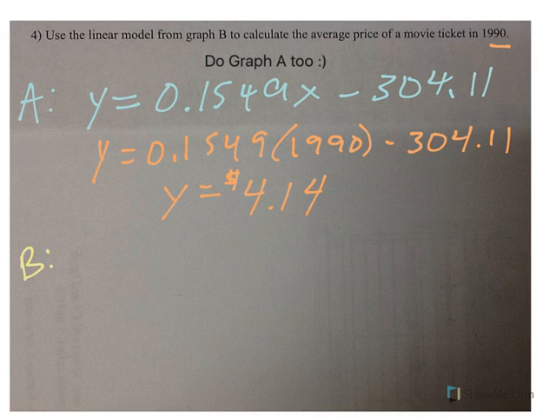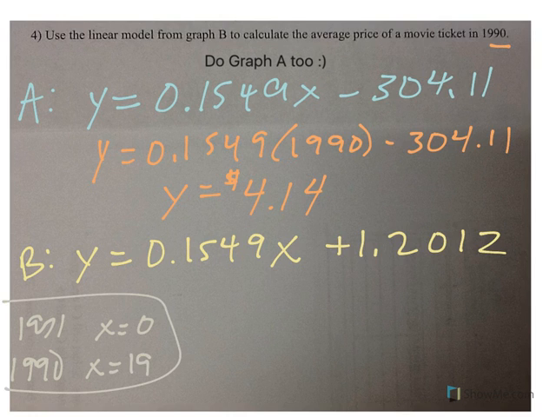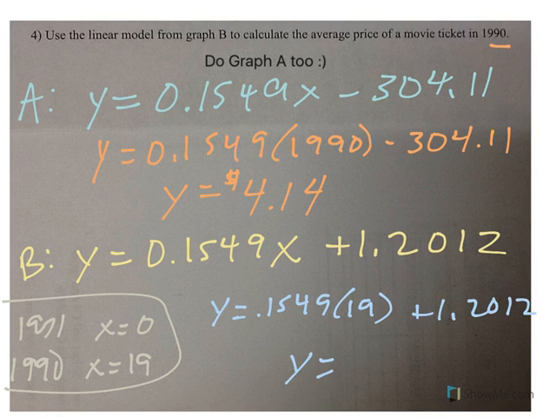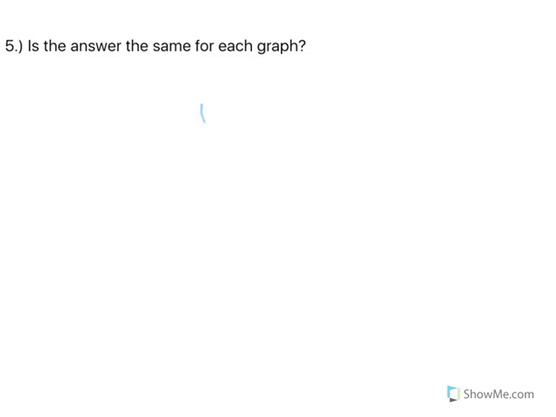Now, in letter B, our model was y equals 0.1549x plus 1.2012. Notice, same slope, but a different y-intercept. All right. So in graph B, 1971 meant x equals 0. So 1990 is 19 years later, so we're going to use x equals 19. So when I go to this model, I will take y equals 0.1549 times 19 plus 1.2012. That value gives me $4.14. Are the answers the same?